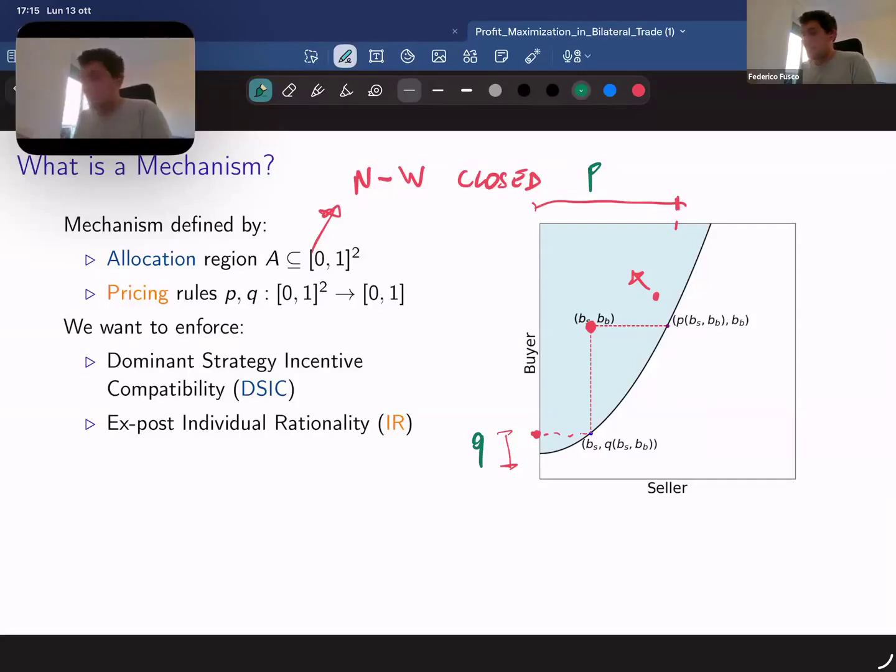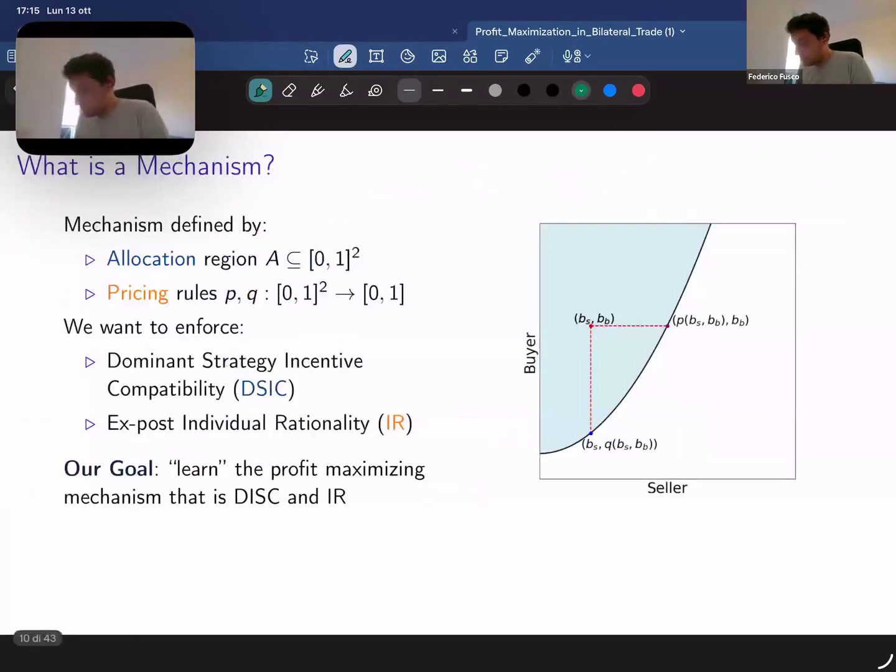So now that we have a characterization, we can forget about bids, we can forget about truthfulness, and just study this optimization problem. And in particular, what we want to understand is, we want to learn the profit maximizing mechanism, the best mechanism that has this structure. Okay. So this is the task, our goal for today. So questions here? Awesome.